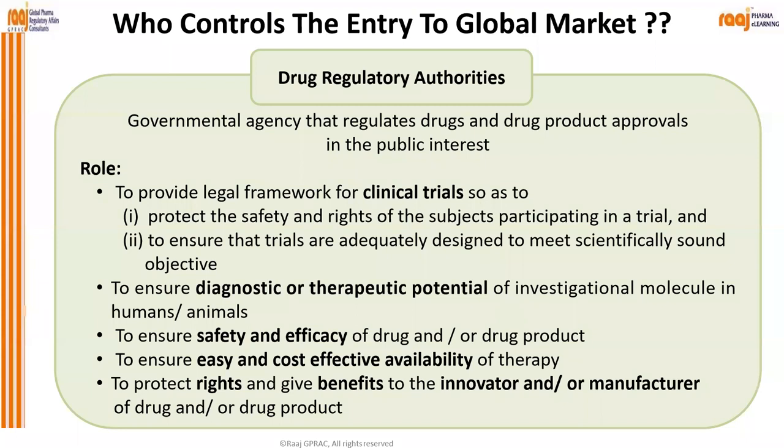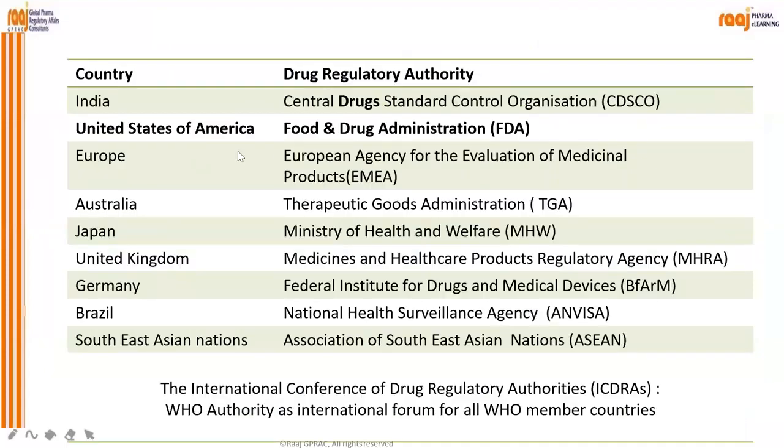And all this happens because we have to ensure the safety and efficacy of the drug substance and the drug product, and to ensure easy and cost-effective availability of the therapy to the patient, correct? And to protect rights and give benefits to the innovator or manufacturer of the drug and drug product. So, as I said, there are regulated and semi-regulated markets, and country-wise there are different health authorities.